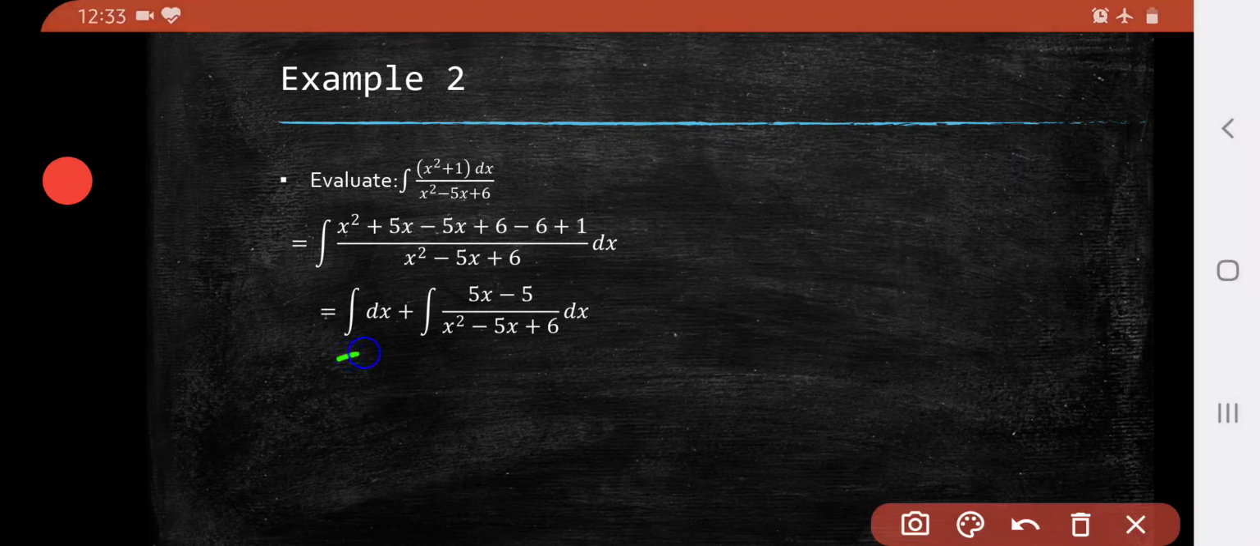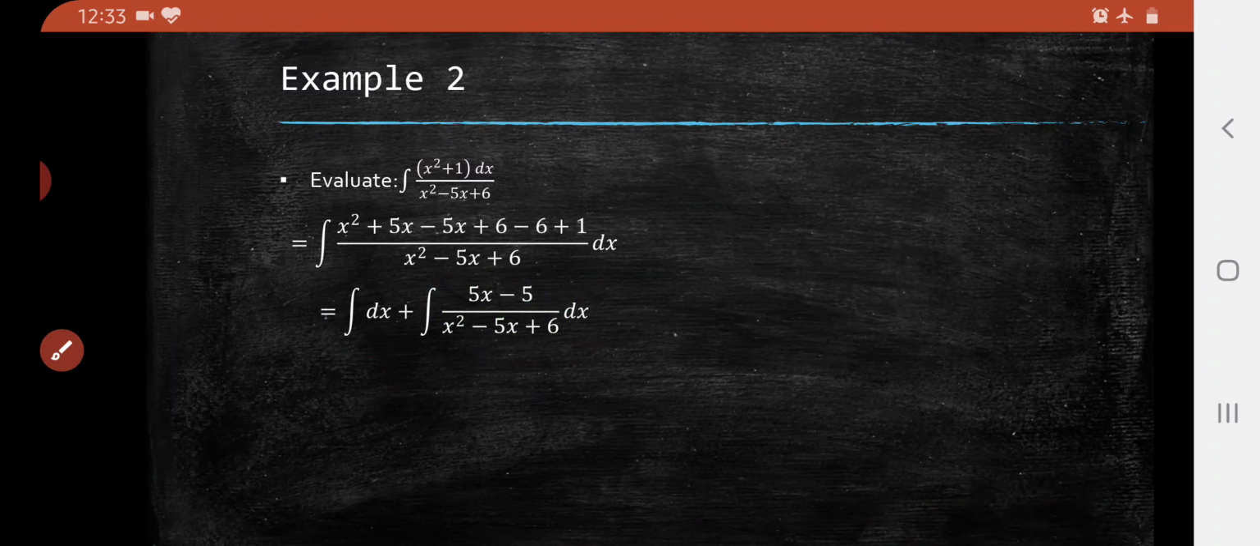So that part is this. And you are left with plus 5x minus 6 plus 1. So that is 5x minus 5. So that is the other part. So now the numerator degree has become less than the degree of the denominator. So therefore, now we can make use of partial fraction.